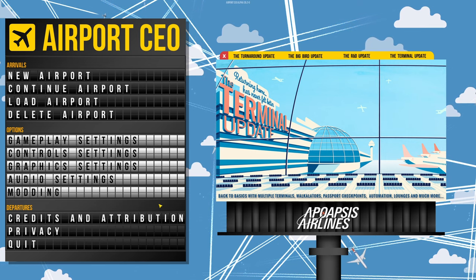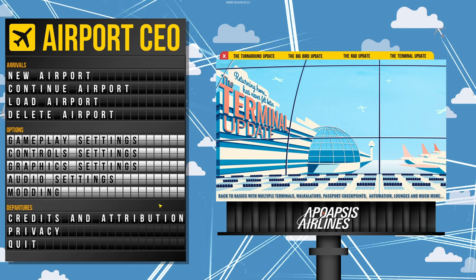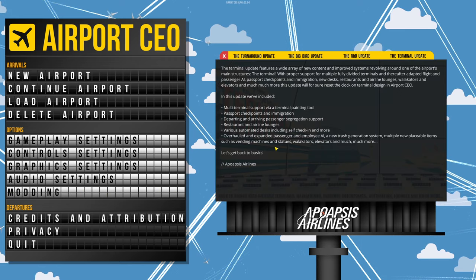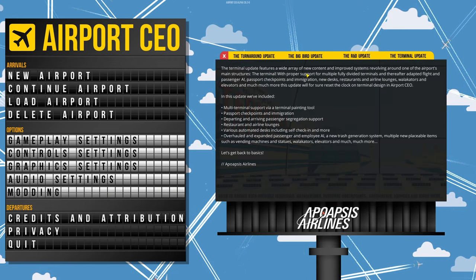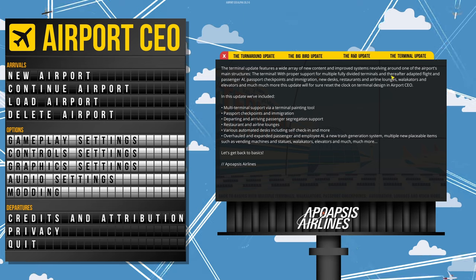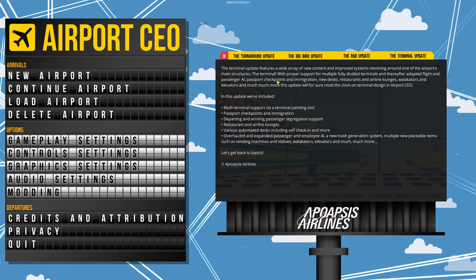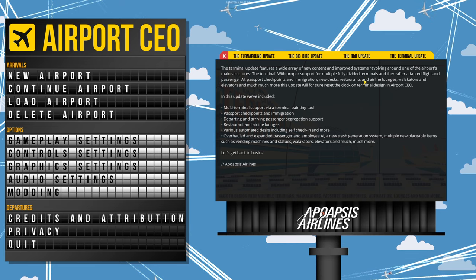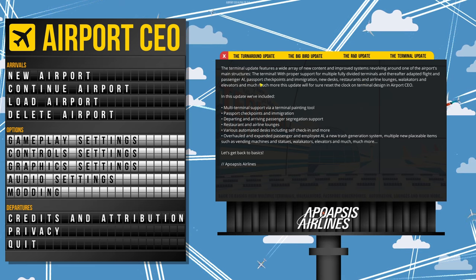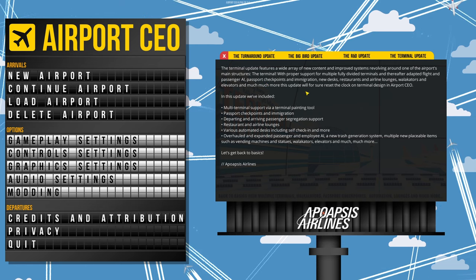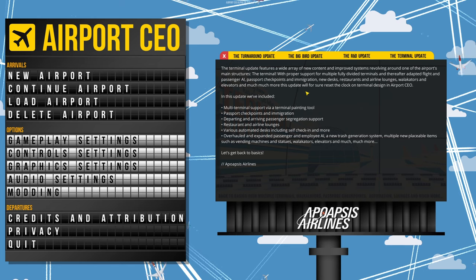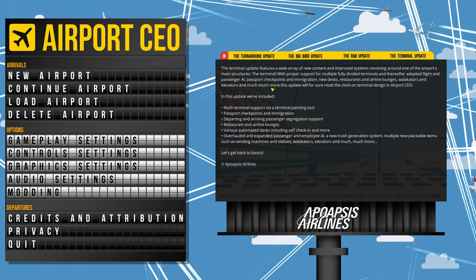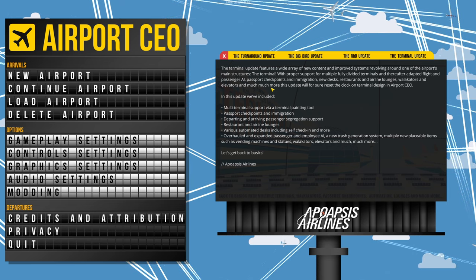As you can see here, we've got the terminal update, which is the Alpha 35. It's now been put on the experimental version. This terminal update features a wide array of new content and improved systems revolving around one of the airport's main structures, the terminal. With proper support for multiple fully divided terminals and therefore adapting flight and passengers, AI passport check-ins and immigration, new desk restaurants and airline lounges, and elevators and much more. This update will for sure reset the clock on the terminal design of Airport CEO.